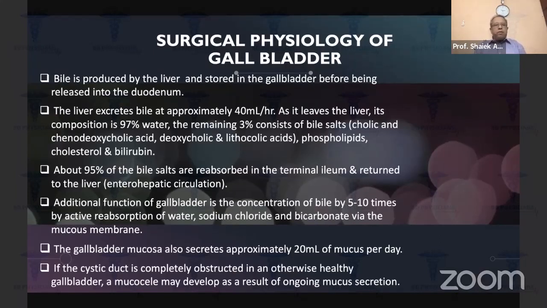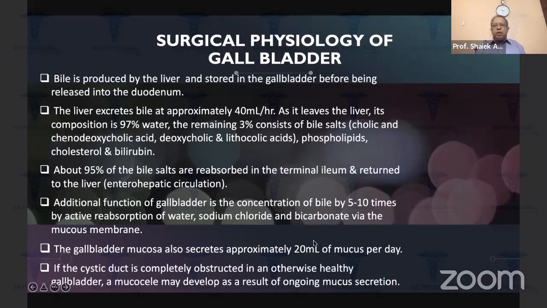About 95% of the bile salts are reabsorbed in the terminal ileum and returned to the liver, which is called enterohepatic circulation. An additional function of the gallbladder is the concentration of the bile by 5 to 10 times by active reabsorption of water, sodium chloride and bicarbonate via the mucous membrane. The gallbladder mucosa also secretes approximately 20 ml of mucus per day.